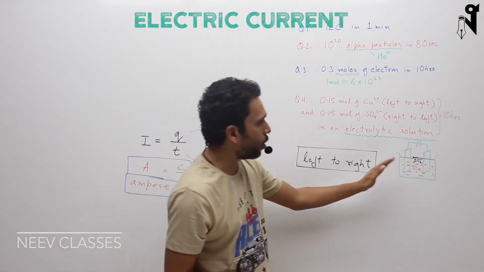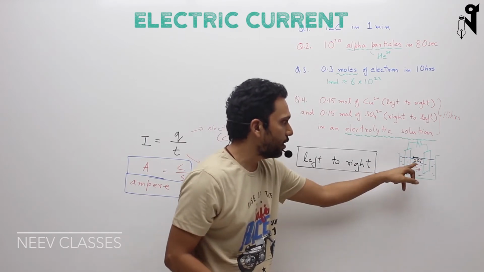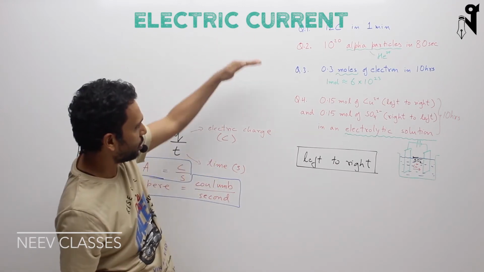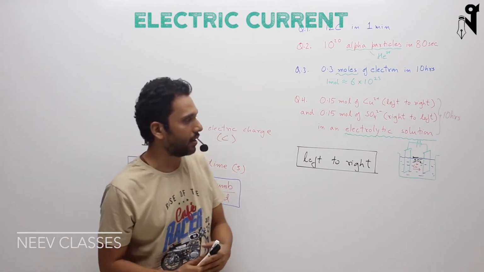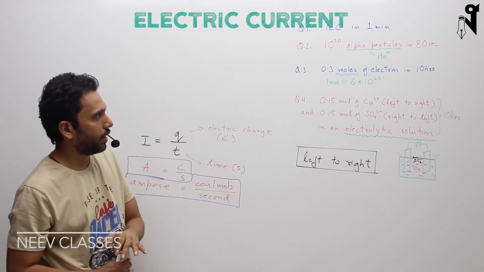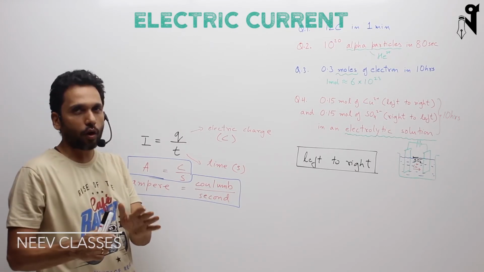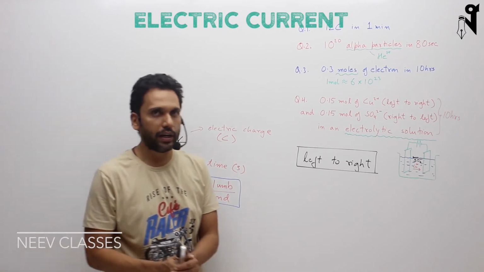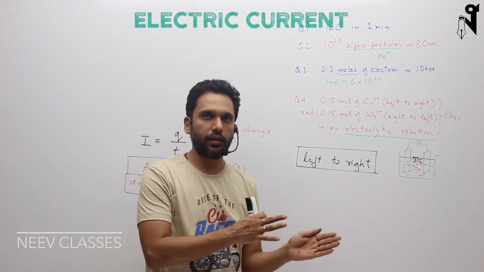Due to copper, how much is the current and in what direction? Due to sulfate, how much is the current and in what direction? And what is the net current? So just do these 4 questions and we'll discuss them one by one. I really hope that you get all of them right. So take your time, pause the video, and once you are done, fill in the answer and then we'll check.